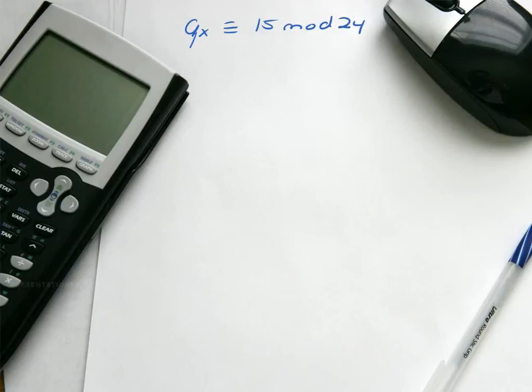So I want to take this problem, 9x is congruent to 15 mod 24. I'll let you copy it down because I'd like to give you a chance to try something by yourself to make sure you got it. In this case, A is 9, B is 15, M is 24, and D is the greatest common divisor of 9 and 24. That would be 3.